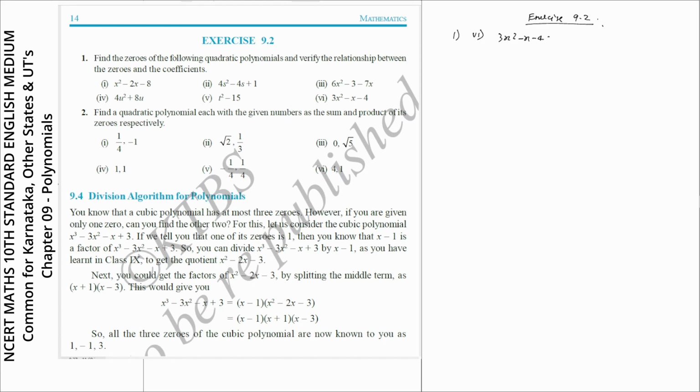Exercise 9.2, question number 1, sub question 6, given polynomial is 3x square minus x minus 4. So this is of the form of ax square plus bx plus c. So a is 3 here, b is minus 1 and c is minus 4. So first term and third term, 3x square into minus 4, 3 4s are 12, I'll get 12x square minus 12x square. So I should split the middle term such that if I multiply I should get minus 12x square. So 3x square minus x minus 4 I can write as 3x square.